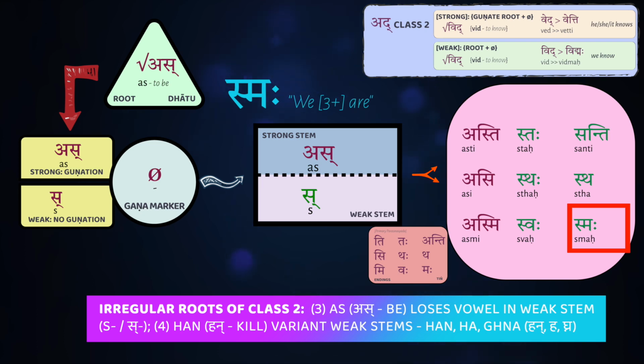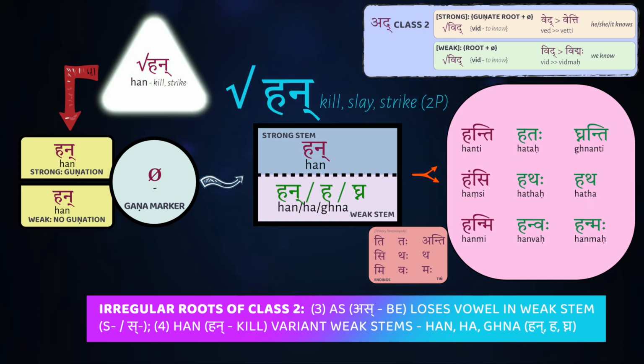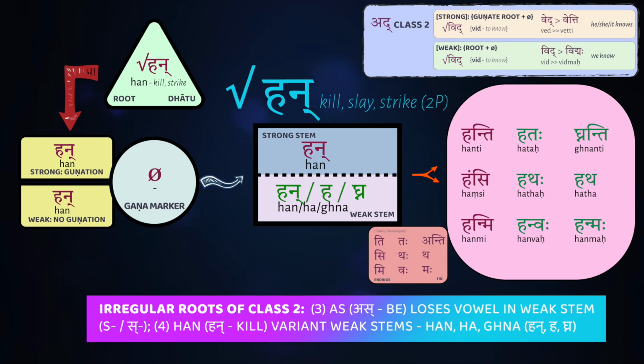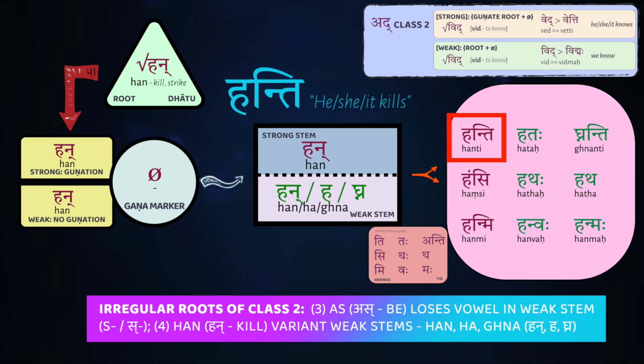So if you're ready for a challenge, then here's the second class verb, han, which means to strike or kill or harm, right? The strong stem is going to stay han, but the weak stem now does three different things in three different situations, actually. It either stays han in the case of the first person dual and plural, it becomes just ha in the case of the second and third person, or in the case of the third person plural, it'll collapse into a conjunct cluster ghna.